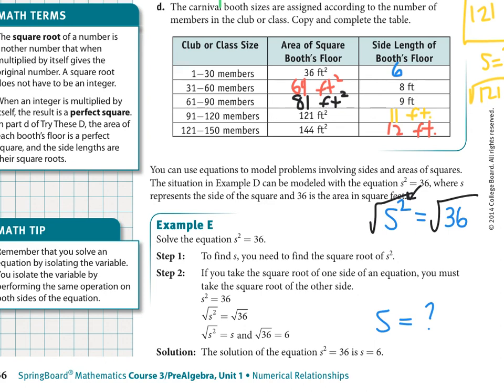Just like adding is the inverse of subtracting, it undoes it. So when you take the square root of s squared, the square root symbol makes the exponent cancel out, and that's how you get just s. And then the square root of 36, what times itself equals 36? The answer is 6.